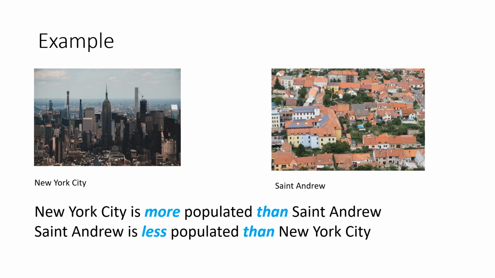On the other hand, we can also say that St. Andrew is less populated than New York. So we're comparing two human settlements. We're comparing New York and St. Andrew. We're saying that one has more people than the other. That's what populated means, more people.